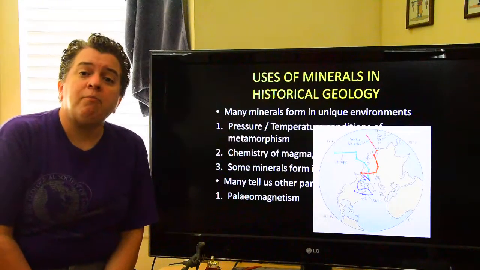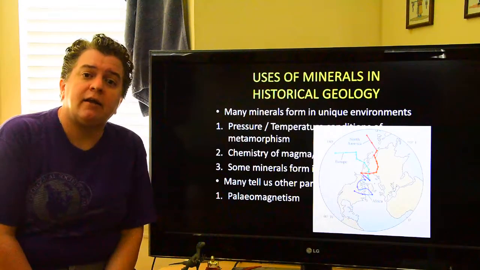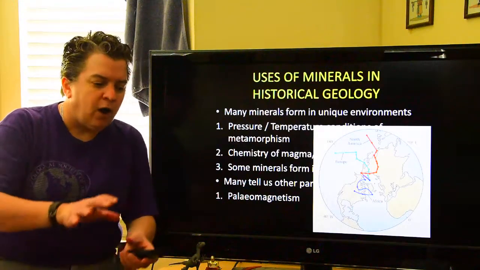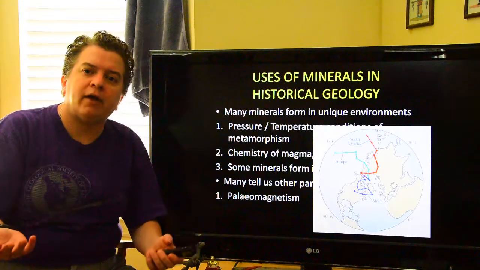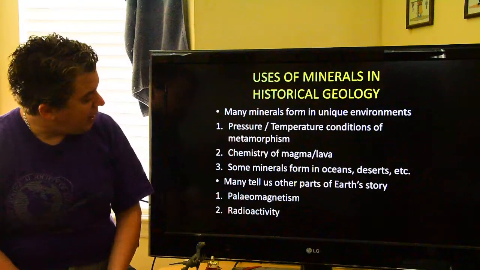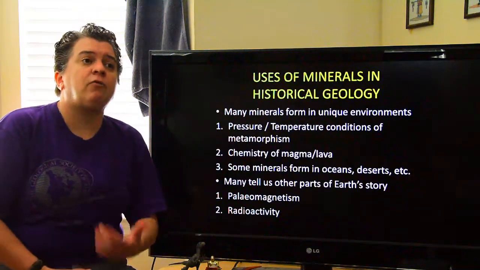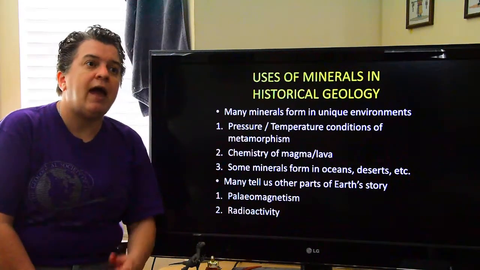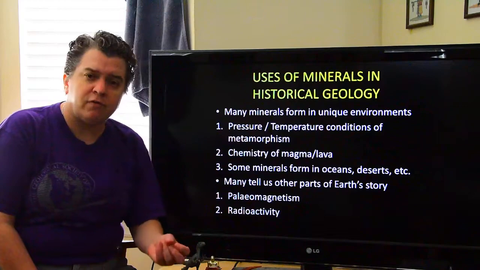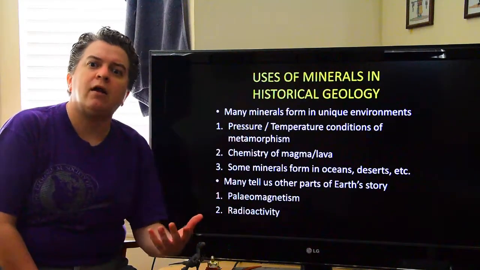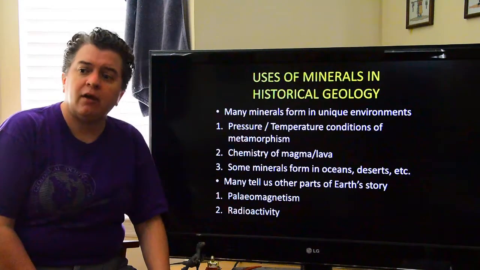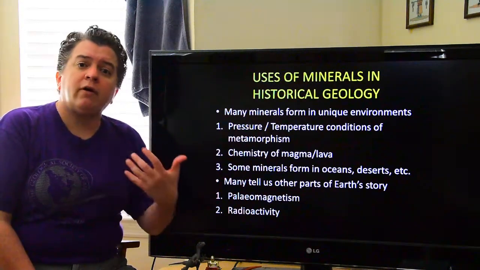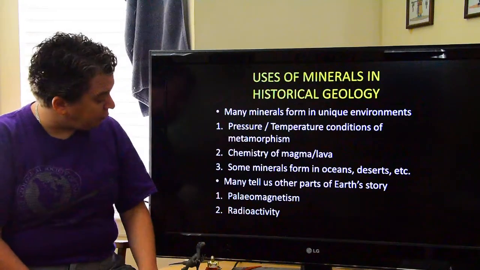For instance, some minerals are magnetic and can capture paleomagnetism, which helps us figure out where continents were located in the past. And other minerals contain radioactive isotopes, which can help us figure out the ages of different rocks. Those can actually tell us exactly when certain events happened. So minerals have many uses for us when we're interpreting Earth's history.